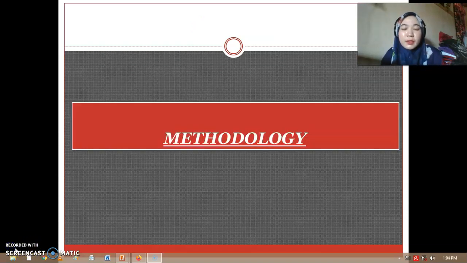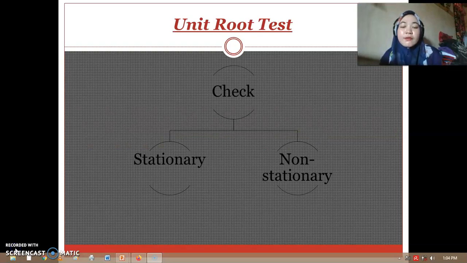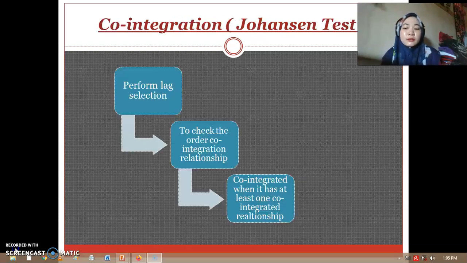Okay. For my methodology, the methods that I have used are unit root test, co-integration test, then I will get my model by using vector error correction model. And after I get the model, I will forecast the error by using the evaluation method. First, the unit root test I use to determine whether the time series is stationary or non-stationary. Then, if the time series is integrated at the same order, I will proceed to the co-integration test.